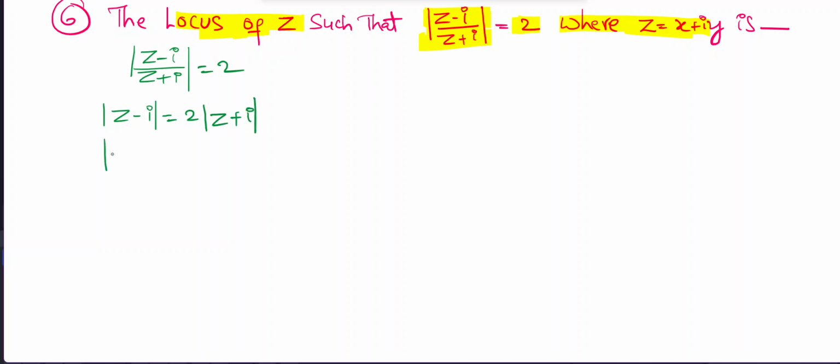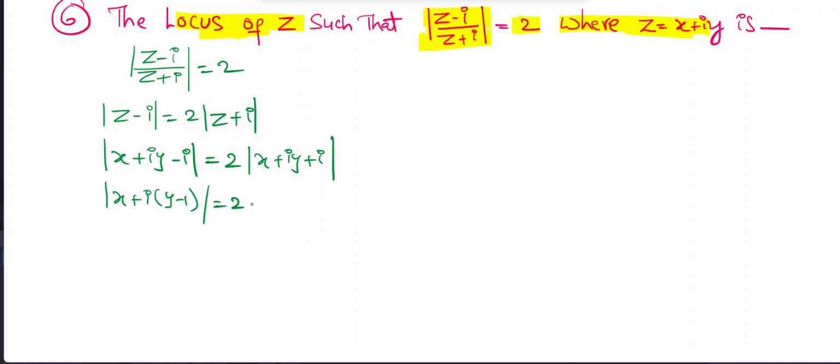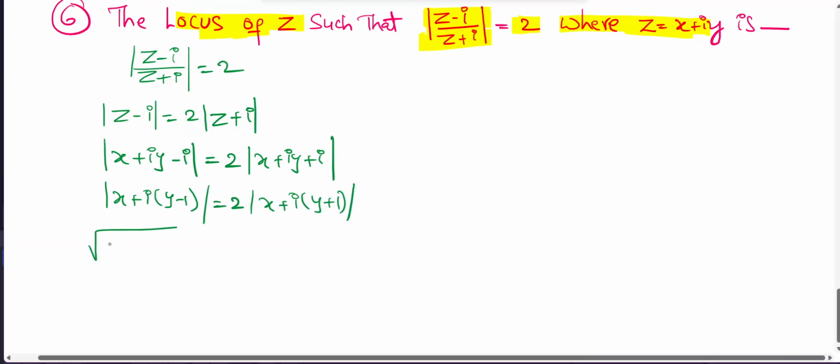Substituting z equal to x plus iy, this is mod of (x plus iy minus i) equal to 2 into mod of (x plus iy plus i). Taking i common, this is mod of (x plus i(y minus 1)) equal to 2 into mod of (x plus i(y plus 1)). So the modulus, that is the square root of x square plus (y minus 1) whole square, is equal to 2 into the square root of x square plus (y plus 1) whole square.